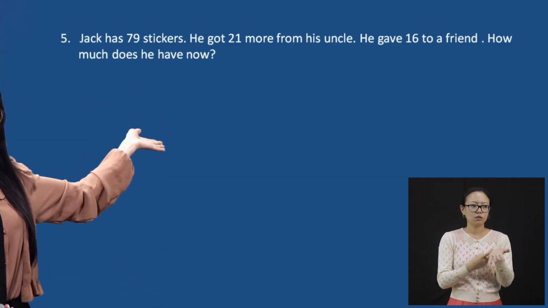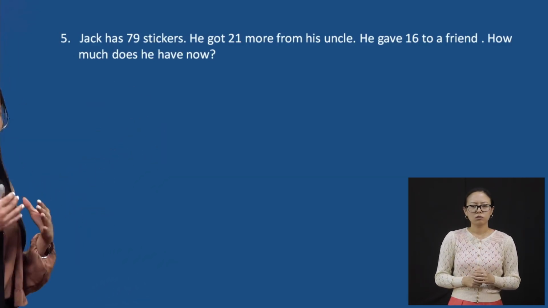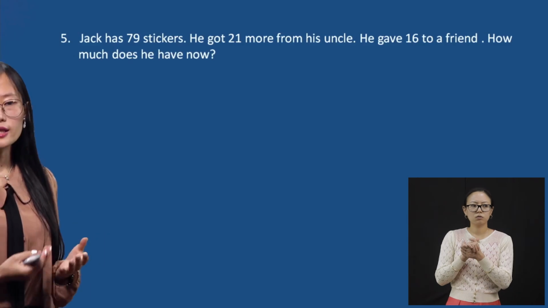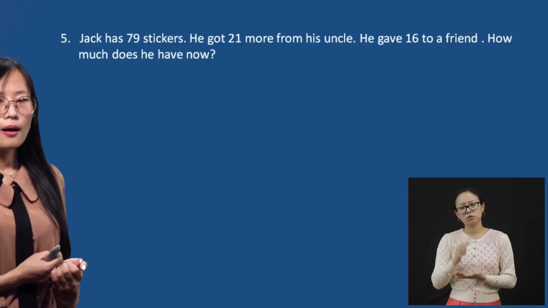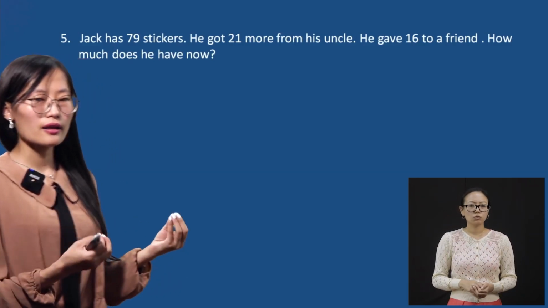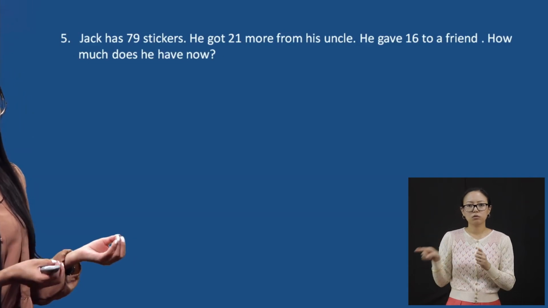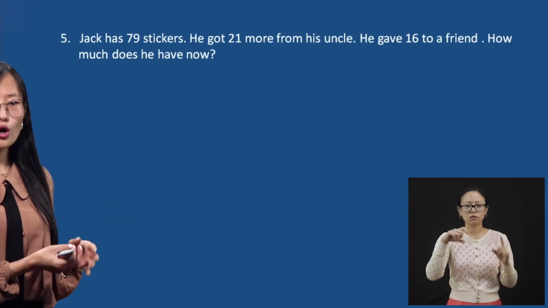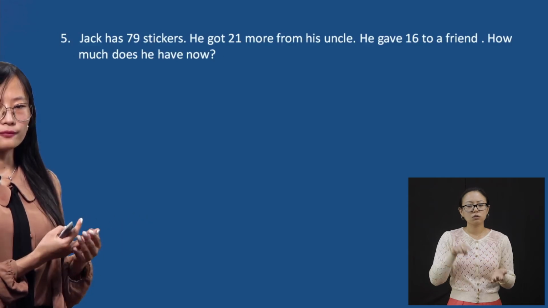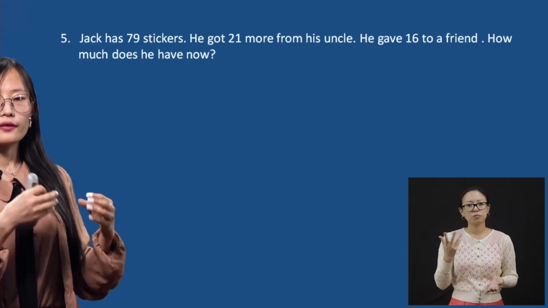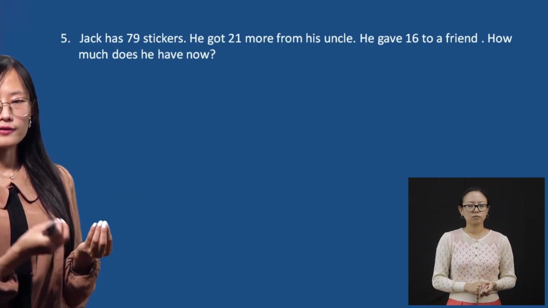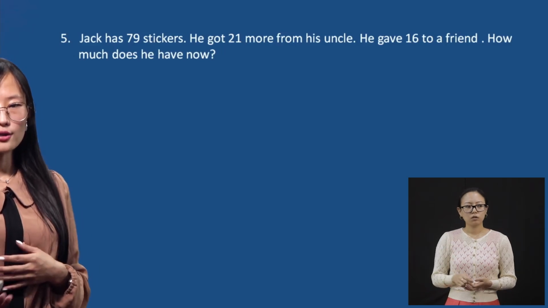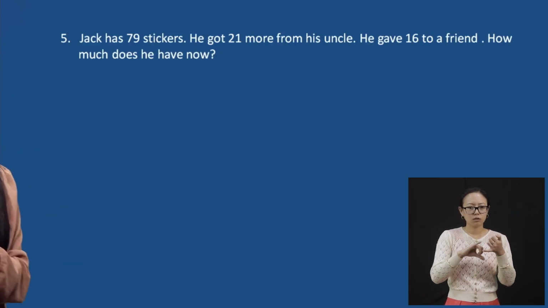Jack has 79 stickers, which means at the first place, he had 79 stickers. But again, his uncle gave him 21 more, which means you have to add it up together first. And then from that, he gave 16 to a friend. So here you have to subtract 16.